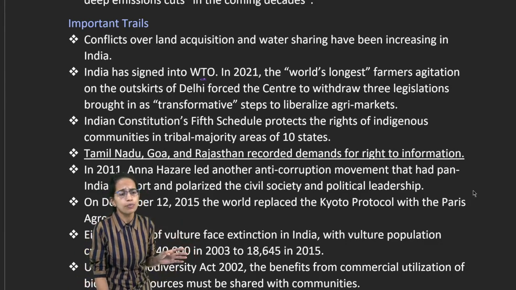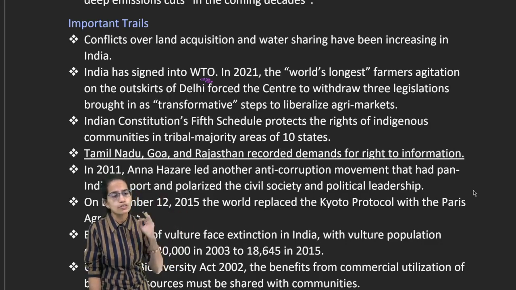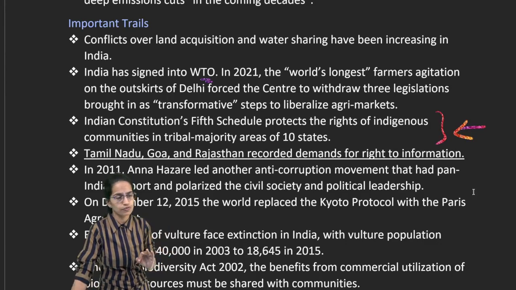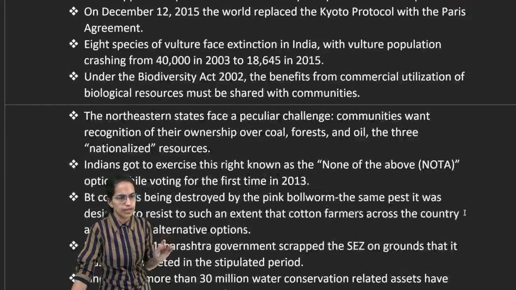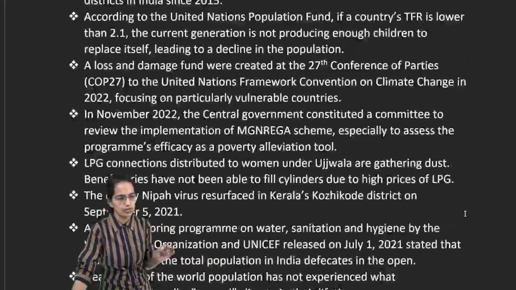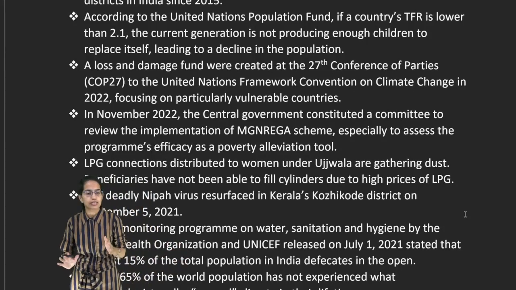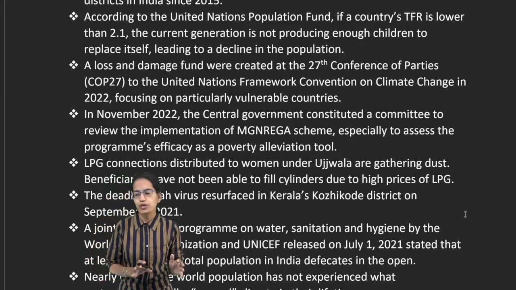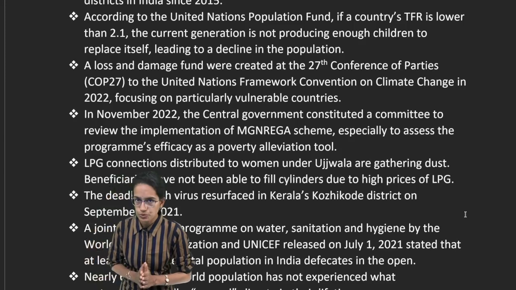India signed the WTO, and since then, up to 2021, we have seen the longest farmer agitation in India, and under the fifth schedule we protect the rights of the indigenous community in the tribal areas of 10 states. Right to information has been demanded by Tamil Nadu, Goa and Rajasthan. There has been nationalization of the resources, and LPG connections, as we already discussed, the Manrega scheme, and the projects under water, sanitation and hygiene are some of the important aspects which we have covered in separate lectures. So this was about the Down to Earth coverage.